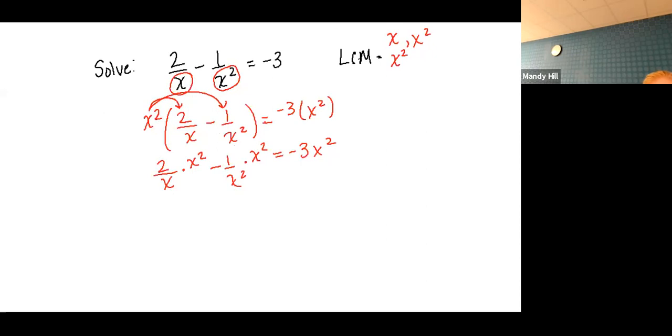Now, you should be able to start recognizing that some of these things will cancel out. In other words, this is really x to the first power, so this x to the first power will take away one of these x squareds, which would leave me with 1 left. So when I multiply it, all I'm left with is 2 times x to the first, which is just 2x. When I look at these two, I've got an x squared on the bottom and an x squared on the top, so those cancel out, and all I'm left with is -1 equals -3x squared.